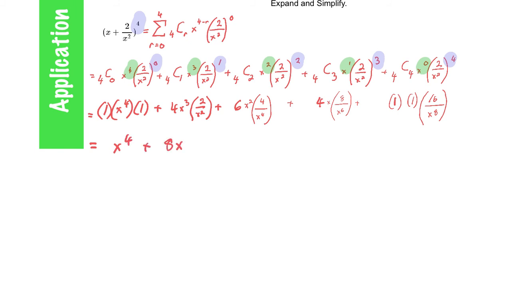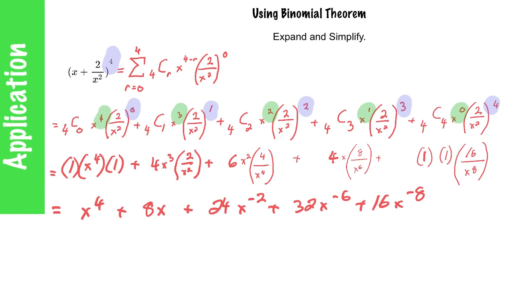plus 8x cubed. Oh, it's actually, that's not true. It's just 8x plus 24x to the negative 2, 32x to the negative 6, 16x to the negative 8. And there it is, using the binomial theorem and the summation sign.